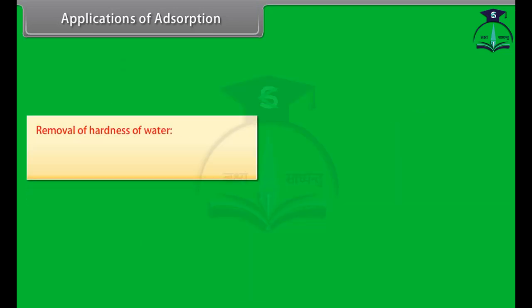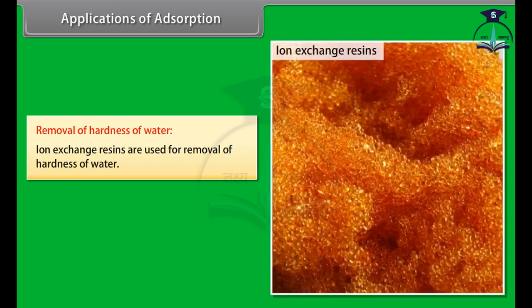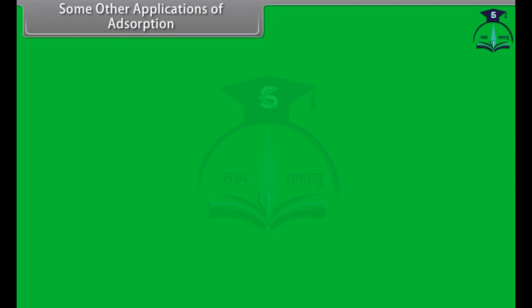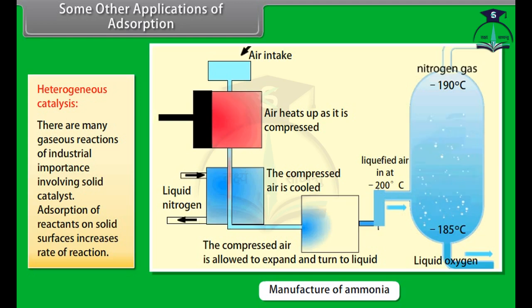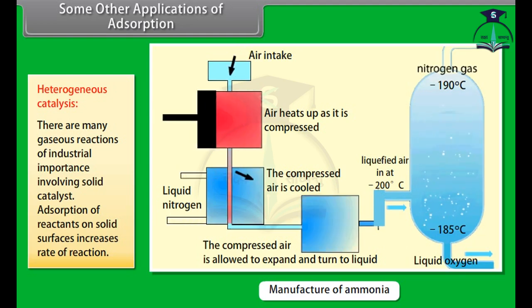Removal of hardness of water. Ion exchange resins are used for removal of hardness of water. Some other applications of adsorption. Heterogeneous catalysis. There are many gaseous reactions of industrial importance involving solid catalyst. Adsorption of reactants on solid surfaces increases rate of reaction. For example, manufacture of ammonia, sulfuric acid, and hydrogenation of oils.